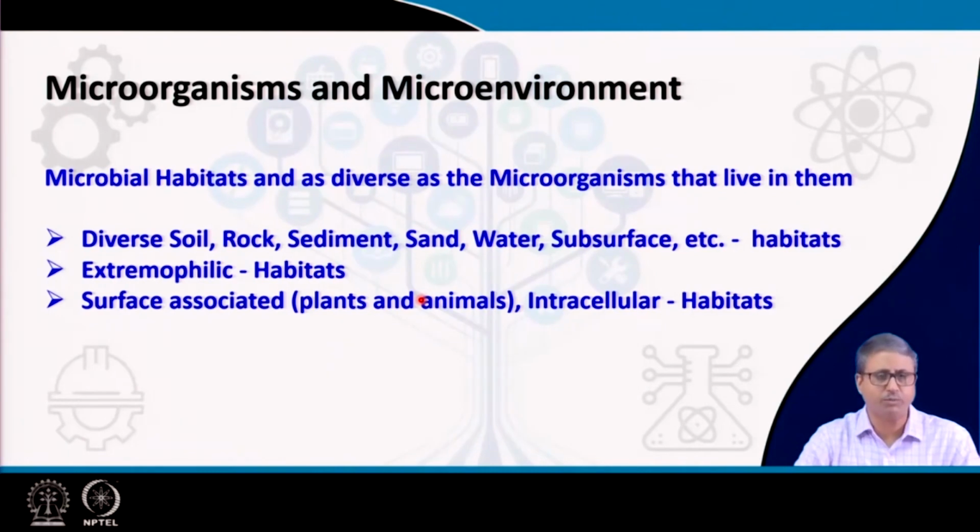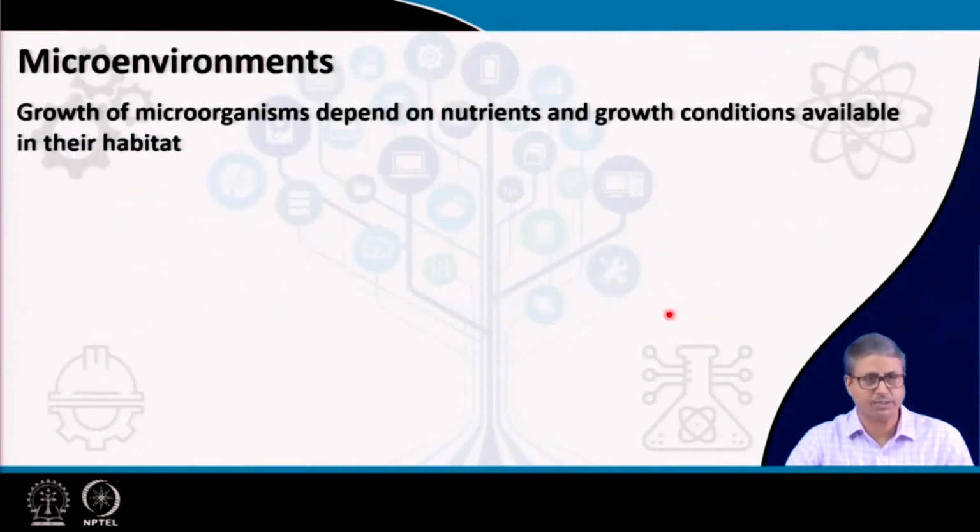The rhizospheric community or the root associated microbial community, these are externally associated communities. There are also intracellular habitats like endophytes, for example. So, they also represent habitats. So, what we see essentially is that there are numerous habitats within our planet Earth or in the biosphere. So, along with microorganisms, the habitats are also significantly diverse. Now, within these habitats there are microenvironments.